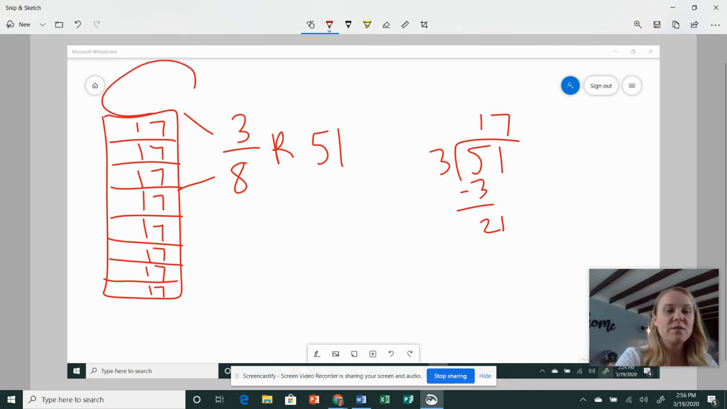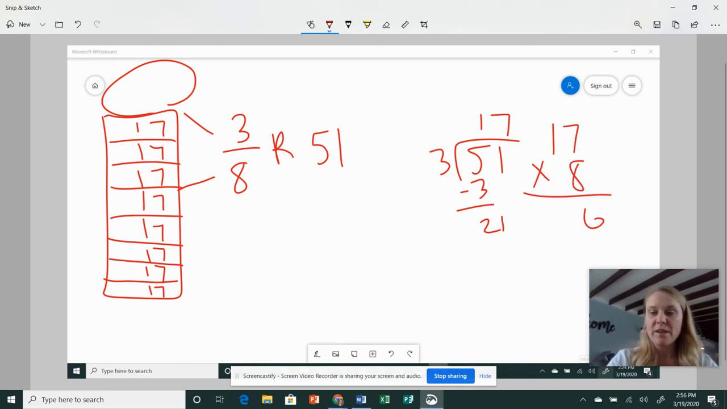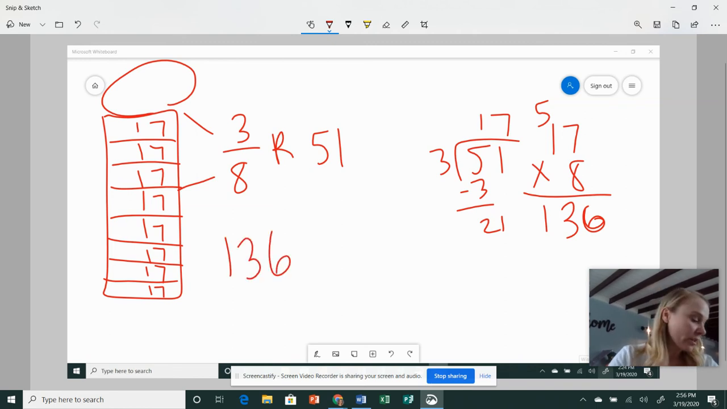So again, it wants us to find the total. Well, we have 8 boxes of 17. So if I go over here and do 17 times 8, oh man, I don't have you guys to help me with my hard math facts. 8, 136. Check my work. Yes.